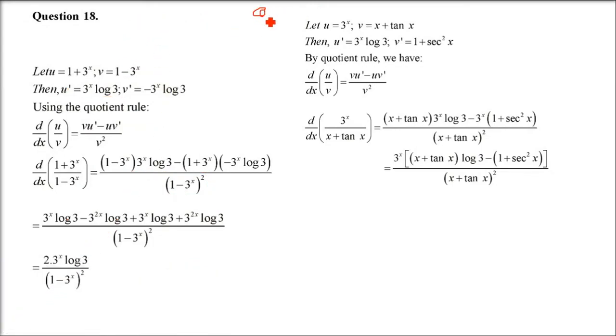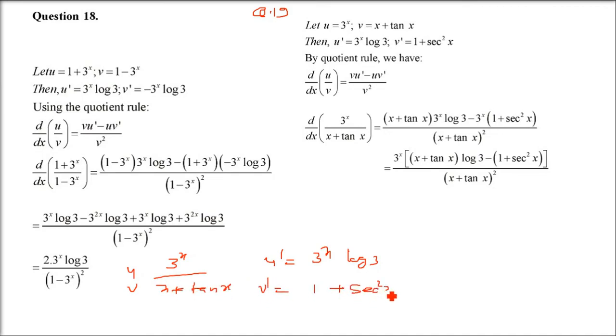Coming to question number 19. Same thing, the numerator is almost the same, only 1 was not there. So 3 raised x, and we have x plus tan x. Now we'll take the numerator as u, denominator as v. What is u dash? 3 raised x will be 3 raised x log 3. What is v dash? X is 1, tan x is sec square x.